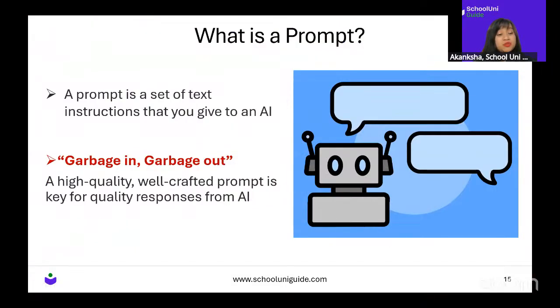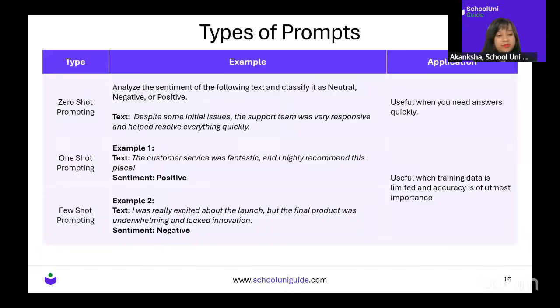Now, in order to use generative AI in education, we need to know what a prompt is. So a prompt is a set of text instructions that we give to AI, and we need to be extremely careful about the quality of the prompt because a high quality and well-crafted prompt is required for a high quality response from the AI. So as we say, garbage in is garbage out.